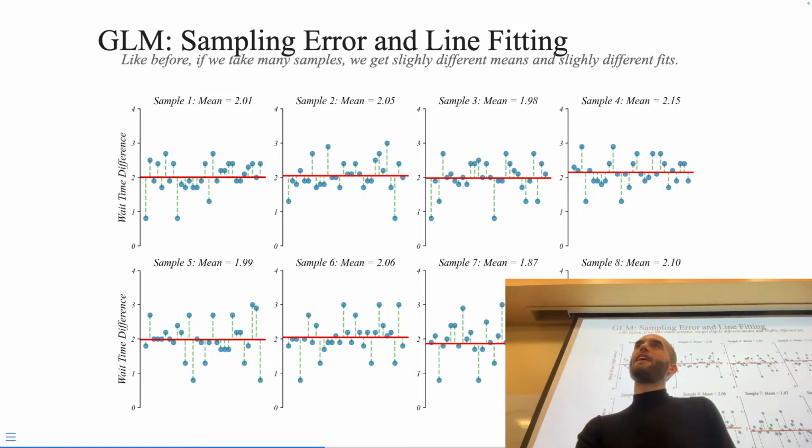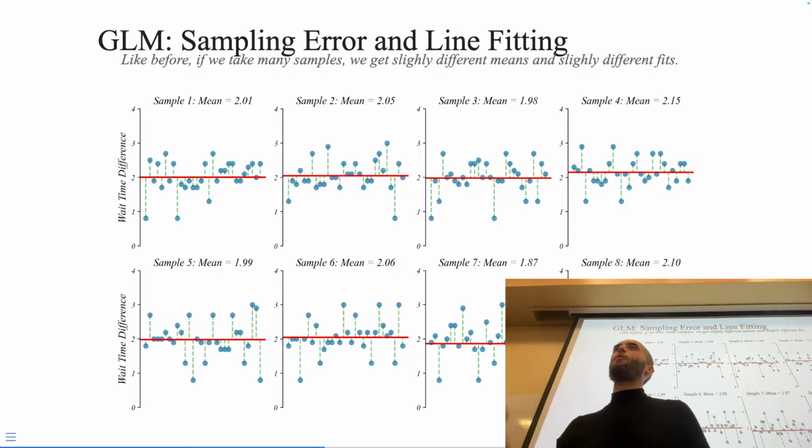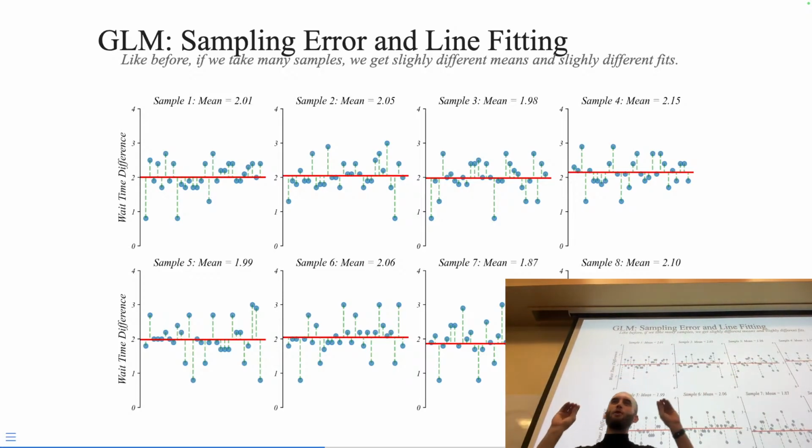Any ideas about what that might look like? What would you expect? Actually, tell your neighbor what you would expect if I were to plot a histogram of B for each one of these samples. I run this 1,000 times and construct a histogram. What does that look like?